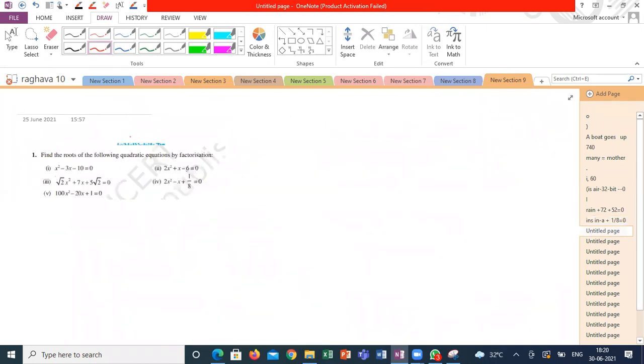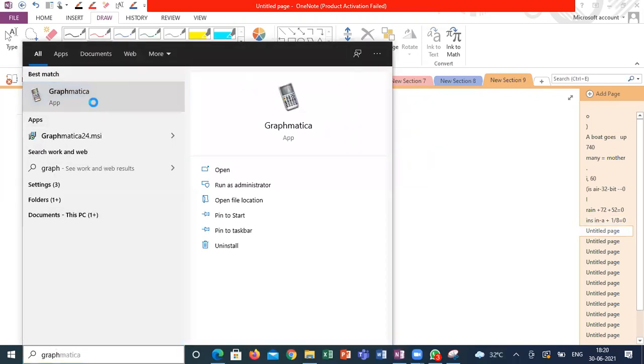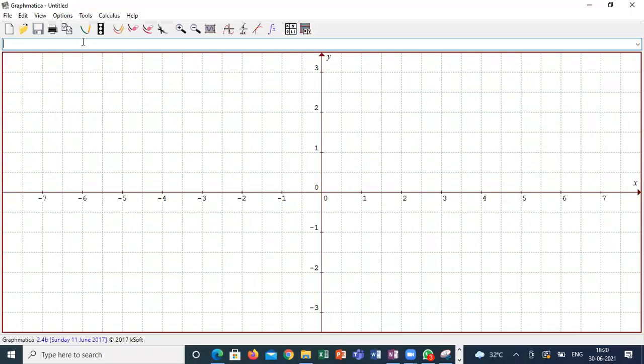Both the solutions being the same has a meaning geometrically. If I am taking the first equation in a graph, the graphical representation of this quadratic equation is, suppose I am taking x square, what is the first question? Anyone can read out the first question? x square minus 3x minus 10 is equal to 0, correct? This is the graph of the first question.